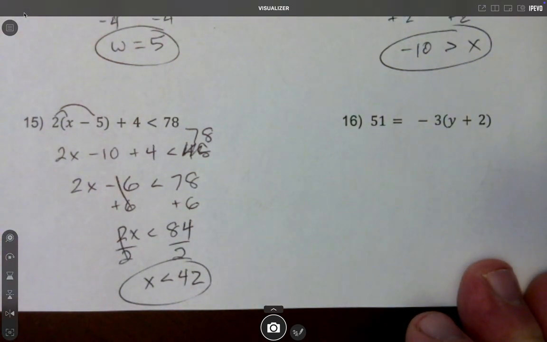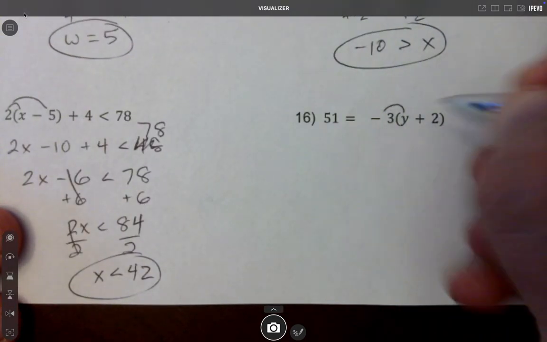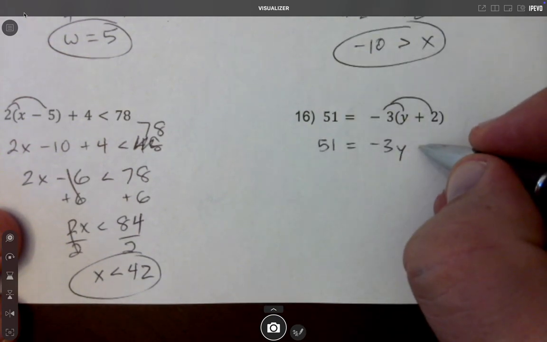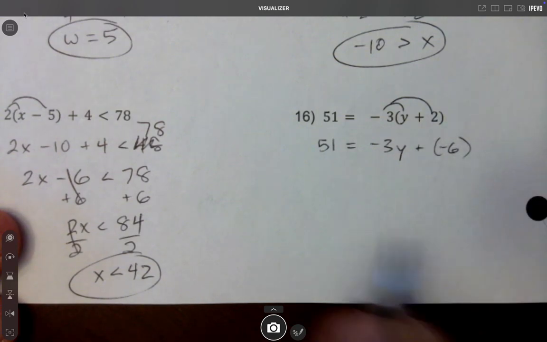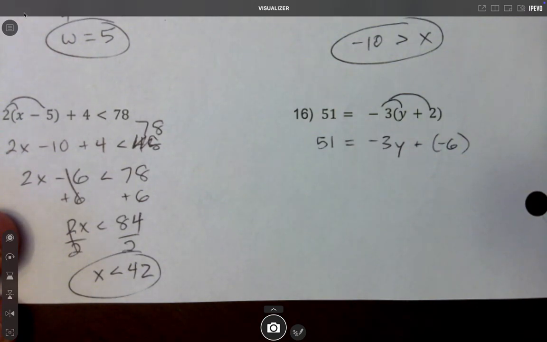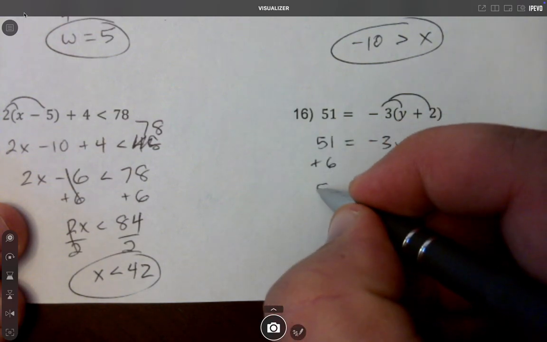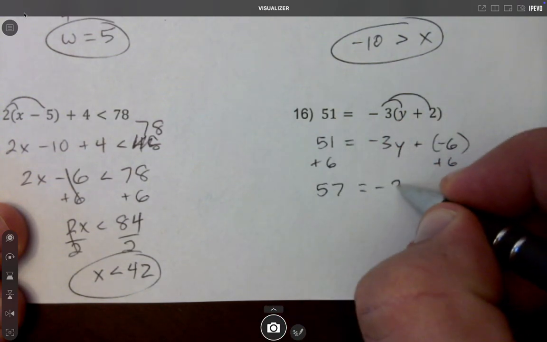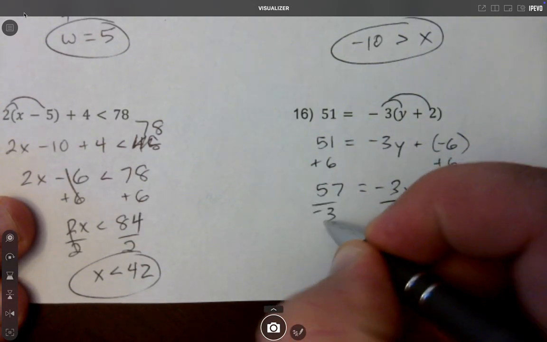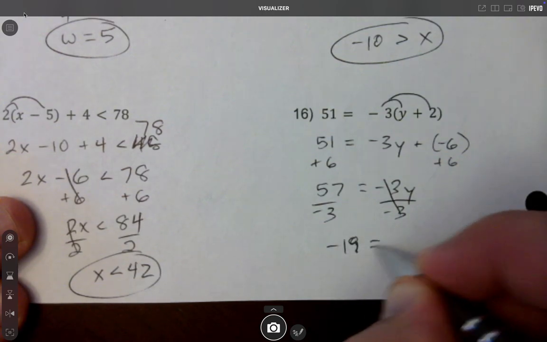Almost made it, just one more problem. It also is one where we want to distribute first. So we do negative 3 times y, and negative 3 times 2, which is negative 6. And you can write that as plus negative 6, or just write it as minus 6. It means the same thing either way. Since it's a negative 6, we add 6 to both sides. We get 57 equals negative 3y. Divide both sides by negative 3. And we get negative 19 is equal to y.